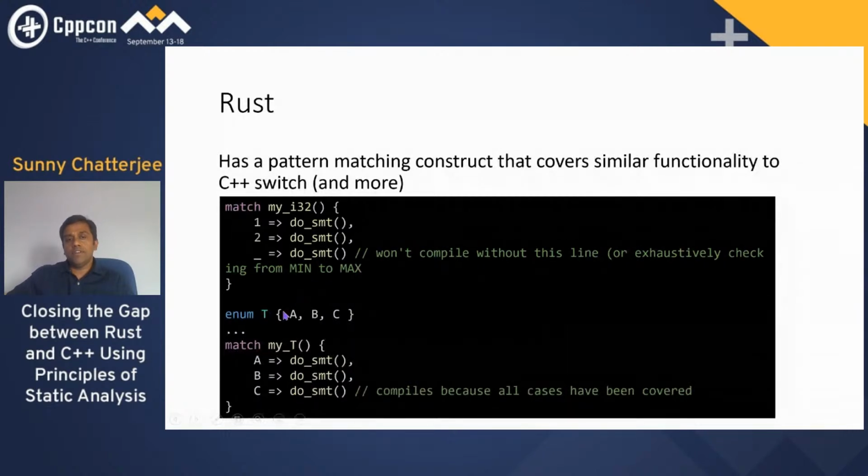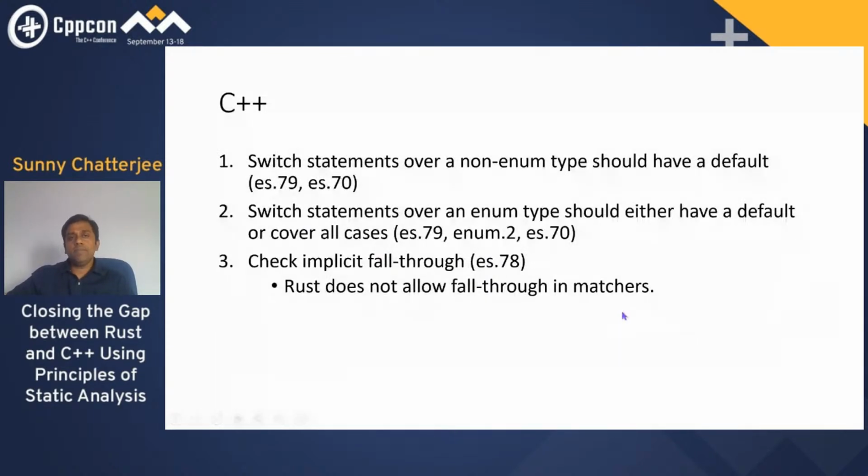Similarly, you have an enum here, which has 3 values, A, B, and C, and you have to explicitly check all 3 values of that enum. Otherwise, your code in Rust will not compile. So in the C++ Core Guidelines, we did find a number of rules that would lead the programmer to use switch statements in a safe way.